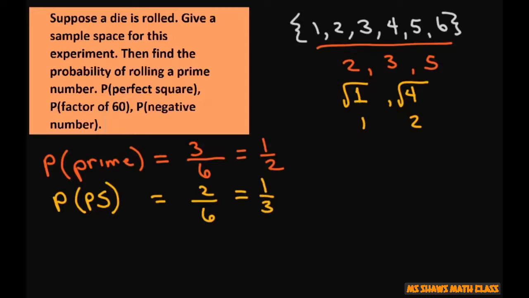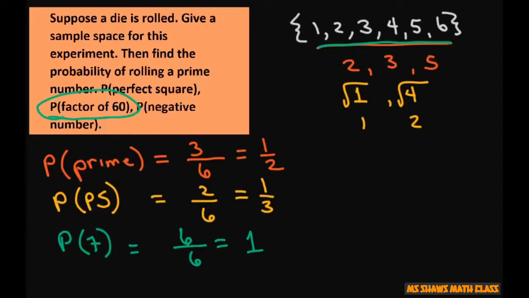Now a factor of 60. So the probability of a factor, I'll just put factor, for a factor of 60. So what numbers of these divide 60? Out of 6, how many do that? Well, all of these divide 60. 4 divides 60 by 15. 5 goes into 60 12 times. And 6 goes into 60 10 times. So that's all of them. So all of them divide. So the probability is 1.